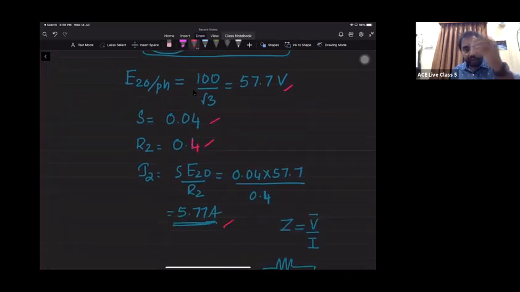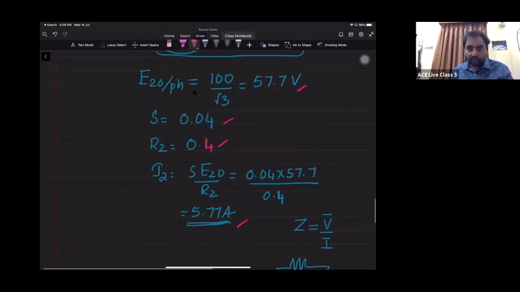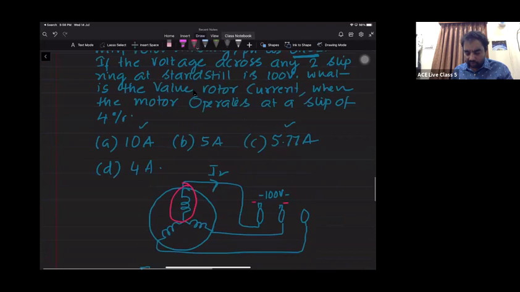But if you take that 100 directly, what is the answer? You'll get 10. So if the same question is asked tomorrow, you'll have two answers in your hand, 10 amperes and 5.77. If you put 10 amperes and feel your answer is correct, no, it is wrong. Why? Because you have taken a line voltage, but in that calculation you have to take a phase voltage. Is it clear? Confirm me, all of you.